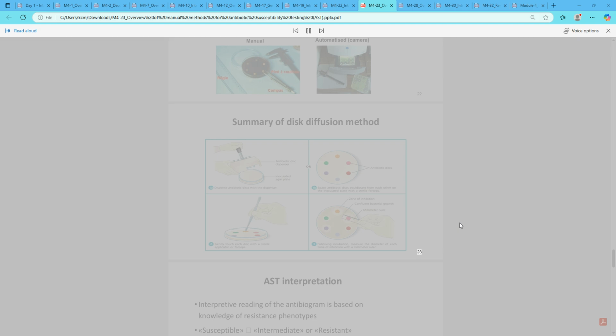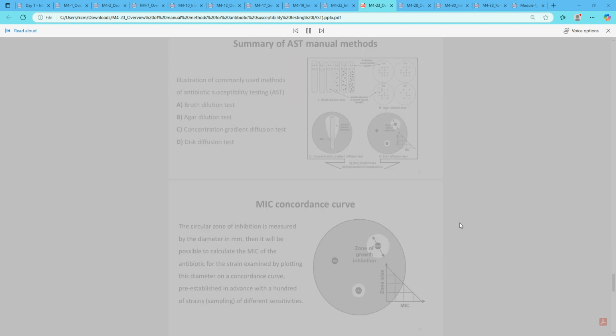Interpretive reading of the antibiogram is based on knowledge of resistance phenotypes. Summary of AST manual methods. Illustration of commonly used methods of antibiotic susceptibility testing.